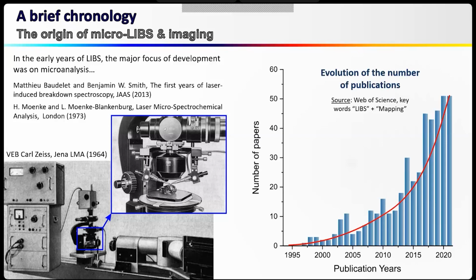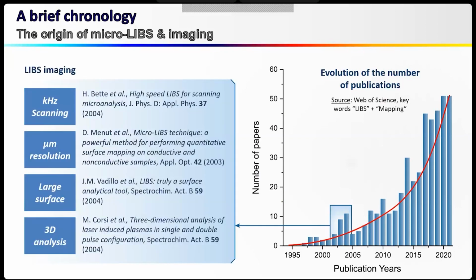We had to wait about 20 years ago. Basically, this corresponds to the appearance on the market of new ICCD detectors that allow you to record a full spectrum simultaneously, because before this period, spectroscopists were generally using photomultipliers at only 1 wavelength. So with the ICCD, we got the first papers on mapping and imaging.